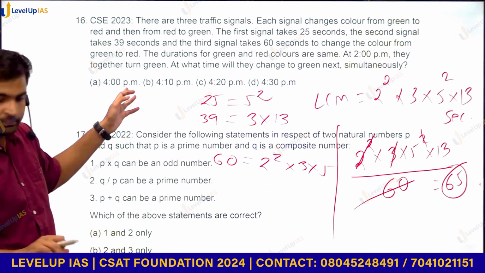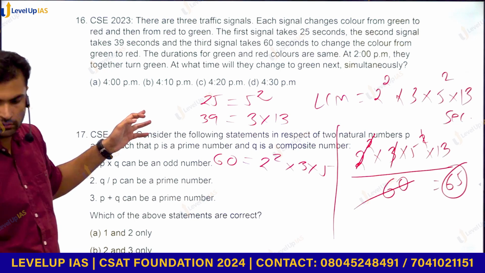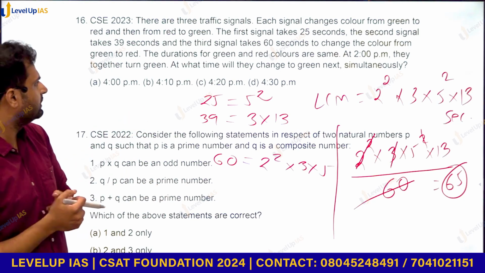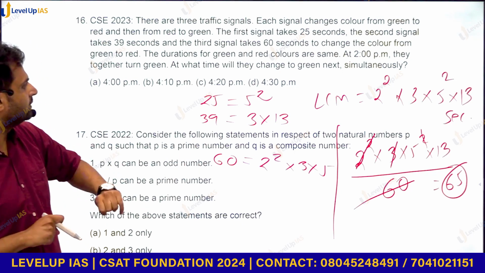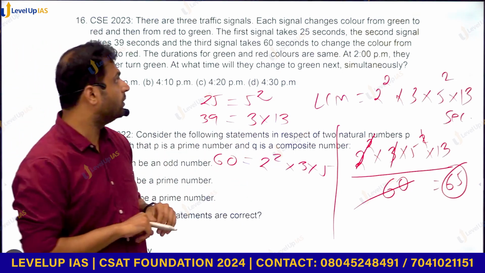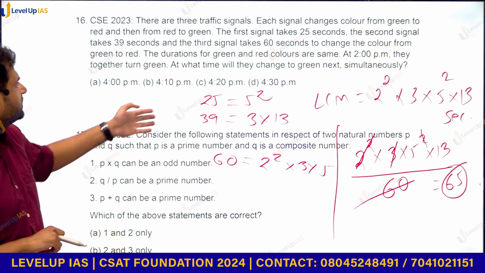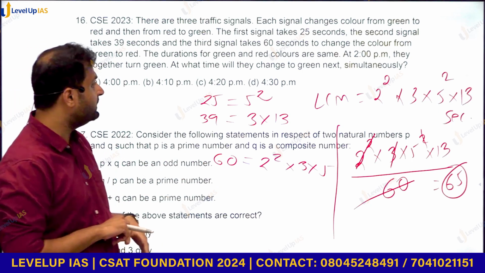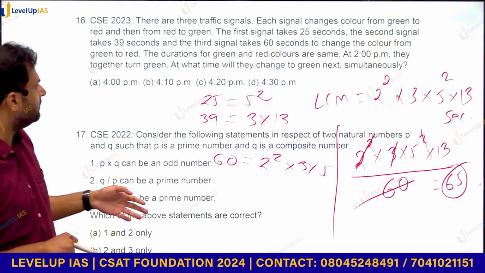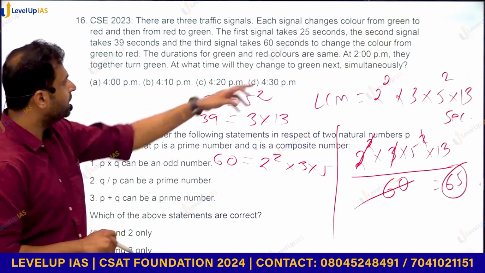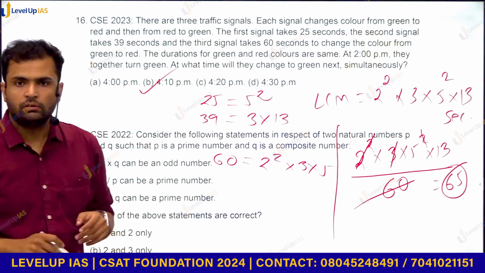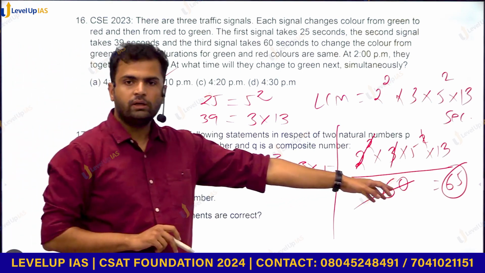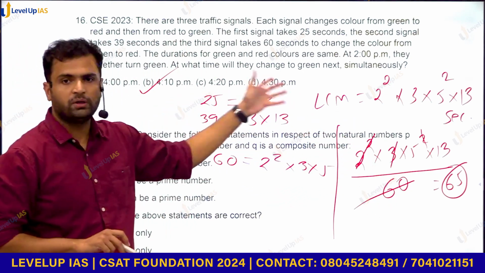65 minutes we are talking about. So after 65 minutes, but that is not in the options. So we get to the next common multiple, which is 130. 130 would be 2 hours 10 minutes. So after 2 p.m., 2 hours 10 minutes is 4:10 p.m. That would be the answer. We have to calculate the LCM and see which common multiple is there in the options.